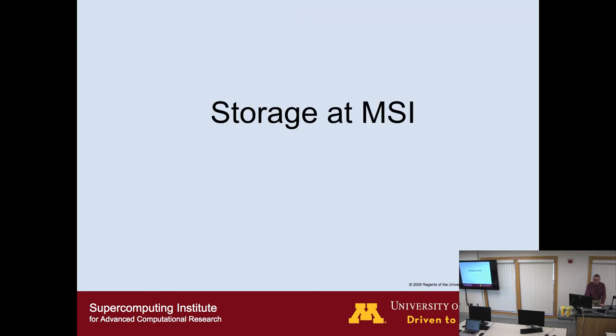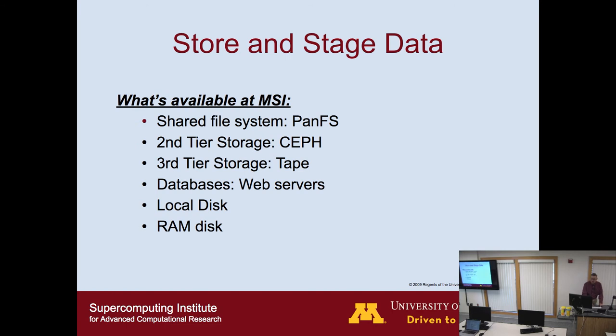Okay? So, storage at MSI and how to use it. I'll start with a review of the various storage systems we have here, starting with the shared file system, PANFS, where your home directories are, to the tier two storage, Ceph. It's an object-oriented store. It's accessed by file, but it's much higher performance and has much, much larger capacity available. Then there's tier three storage, which is basically tape archive. And then I'll talk a bit about the local disks and RAM disks, which are great places to stage parts of your workflow that can give you much, much better throughput. And I'll have examples of that in my use cases.